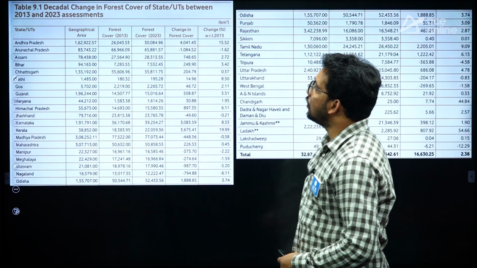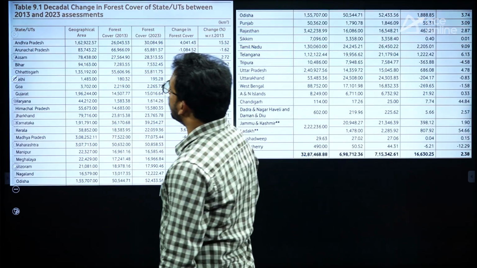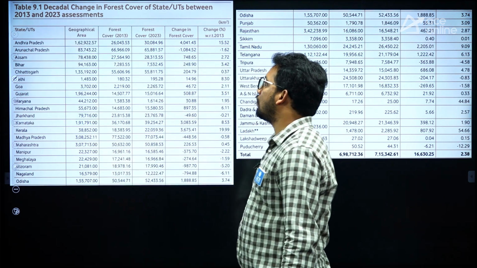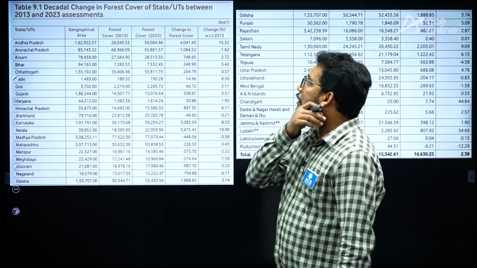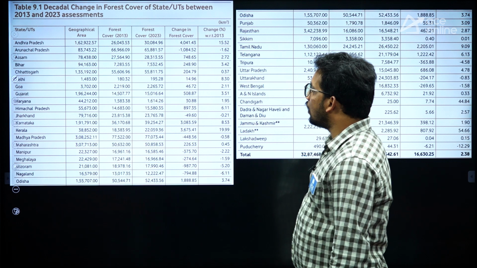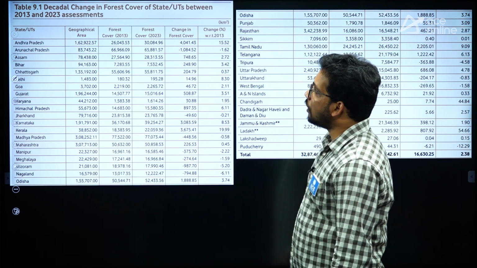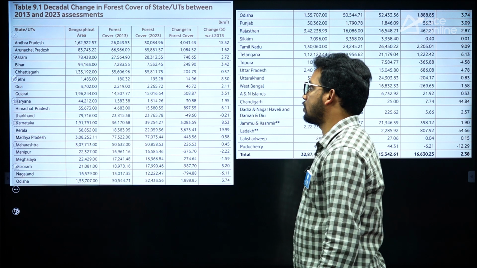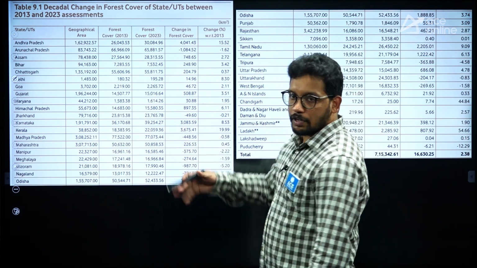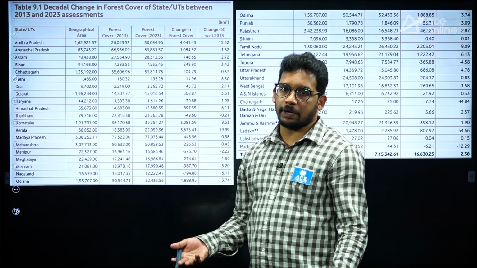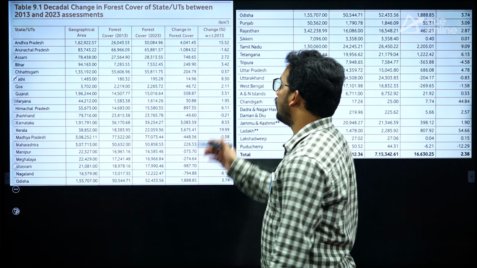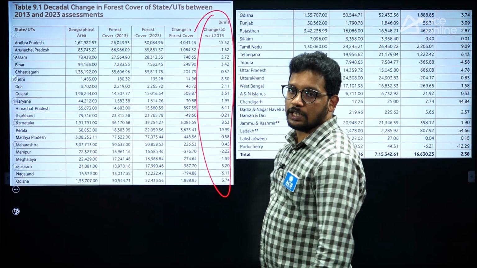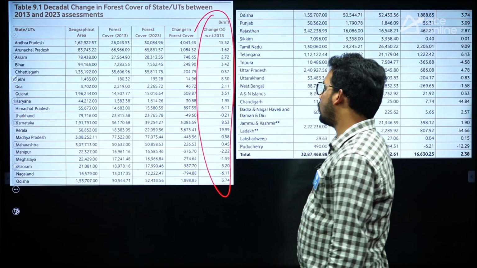And lastly, we have the decadal change of forest cover. So decadal change in forest cover compared to 2013. So here we will see which states has highest and which states has lowest. Okay. Already we have seen the highest forest cover is in Madhya Pradesh, Maharashtra, Chhattisgarh. But which state has seen the highest and lowest change, that we have to see.